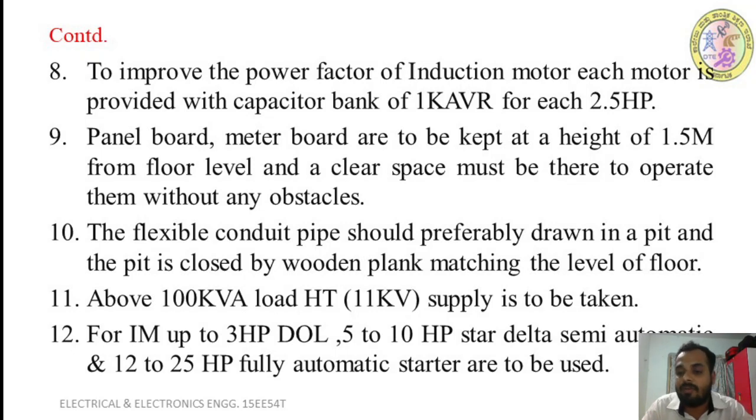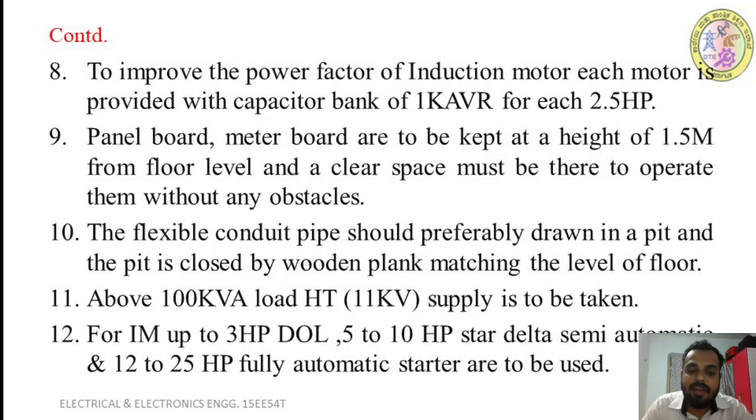After that we have to install our own transformer, then it will be stepped down to 440 volt, and we will take the supply for the factory. So if the load exceeds 100 kVA, then we have to take the HT supply, HT line, and we have to take our own transformer.